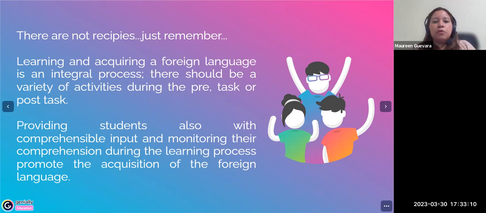And something important that we always need also to remember is that providing students with comprehensible input and monitoring their comprehension promotes the acquisition of a foreign language too. Okay, so that's why, if you remember at the beginning of this webinar, we were talking about different keywords, and one of them is feedback, the other one was about input, learning outcomes, because those are special aspects that we need to take into consideration when we are planning based on this methodology or this approach.